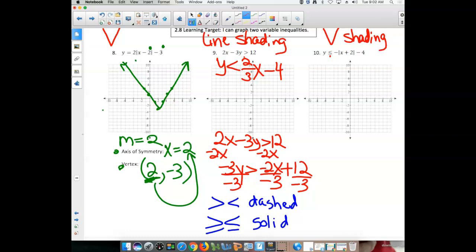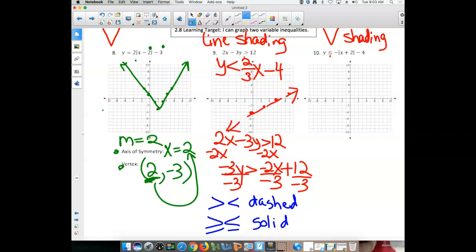Okay. All right, so this is telling us to start down at -4, and our slope is telling us to go up 2 right 3, so up 2 right 3, up 2 right 3, up 2 right 3. Okay. Our symbol, as we just reviewed, is telling us to do a dashed line.